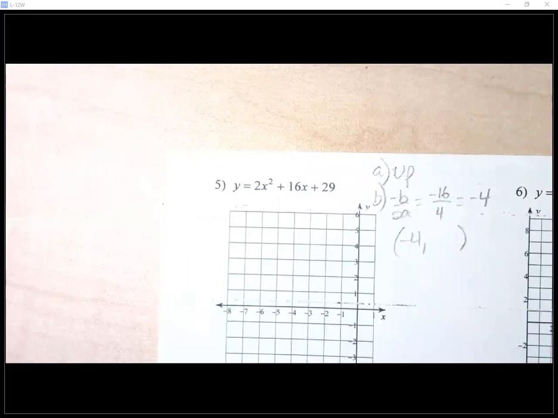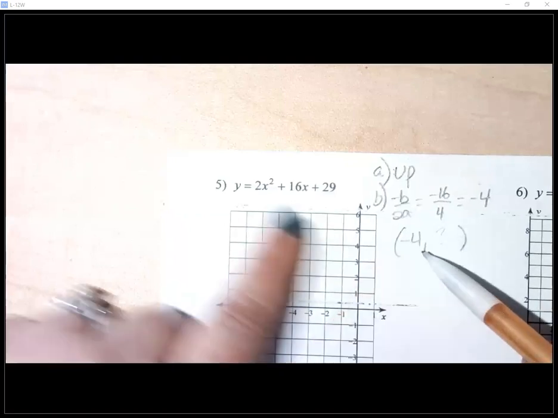That gives you the x coordinate of the vertex, right? So I know my vertex will be at negative 4 comma something, but now I need to find that something. How do you do that? Where do I find this number from? Yes, I'm going to take negative 4 and I plug it into my equation, right?